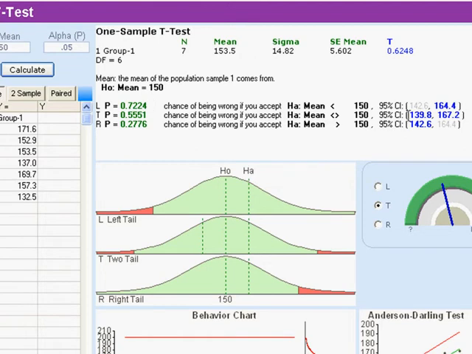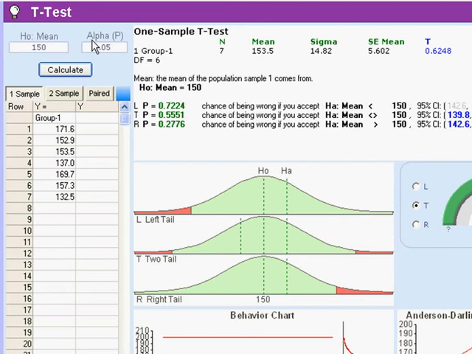In fact, we get these confidence intervals. The middle one's particularly easy to understand. What that says is if I kept on drawing samples of 7 out of this population and did that many, many times, 95% of the sample means would fall between 139.8 and 167.2.